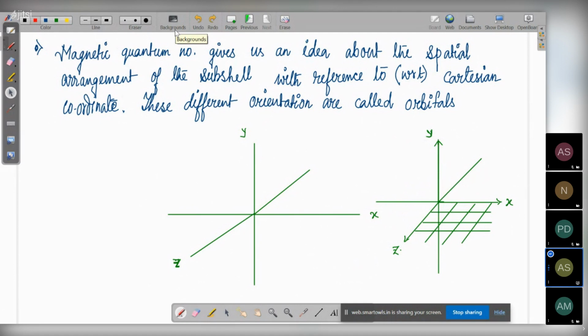And this different arrangement or orientation is known as the orbitals. So these different orientations are known as the orbital. Now we have to draw the structure of the orbital.